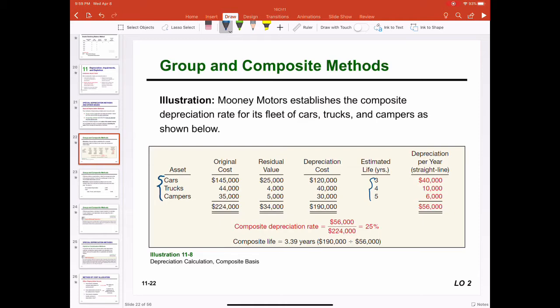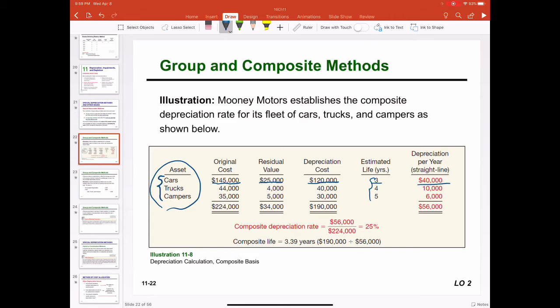If we apply straight-line methods for each individual asset, for cars, original cost is 145,000, residual value 25. The depreciable base is 120. If the useful life is 3 years, each year is 40. And this is the same for the other 2 assets. We can consider these assets as a group.